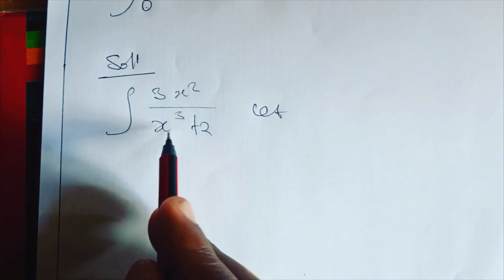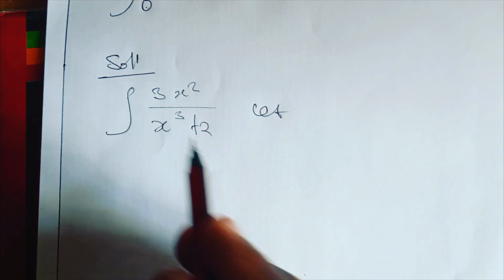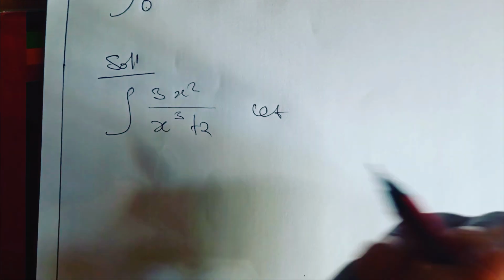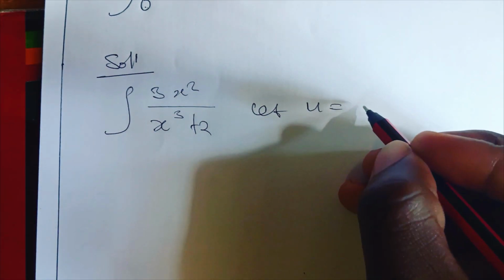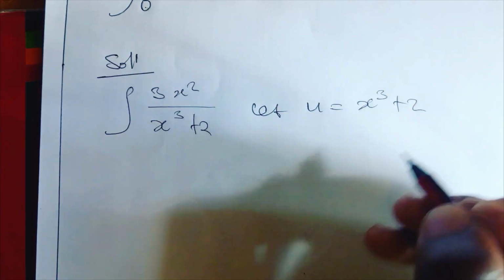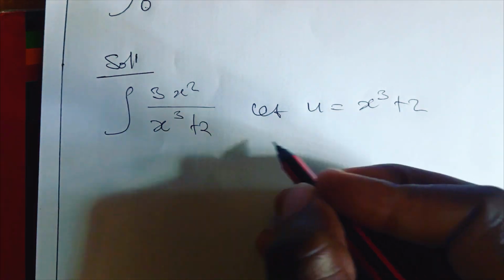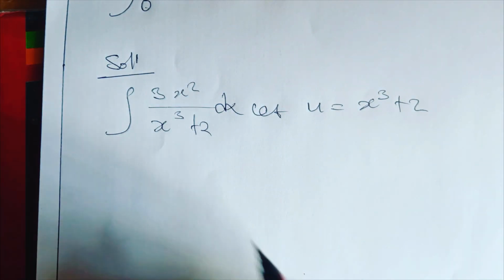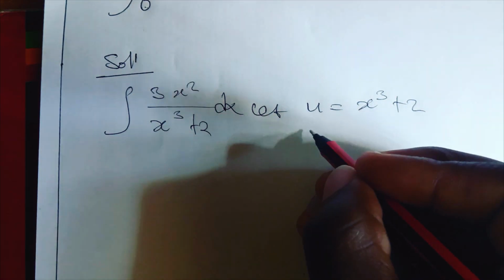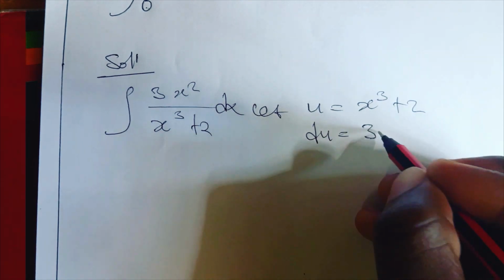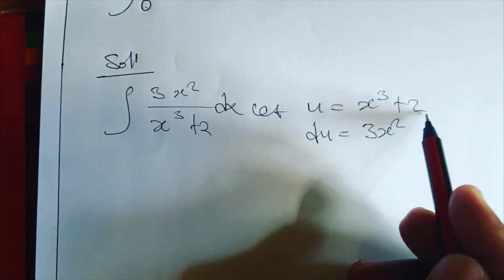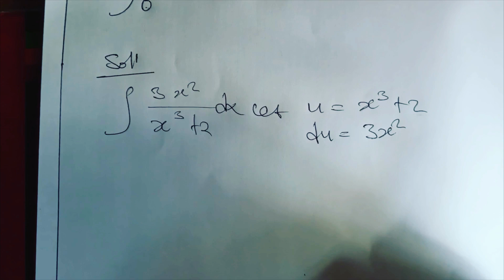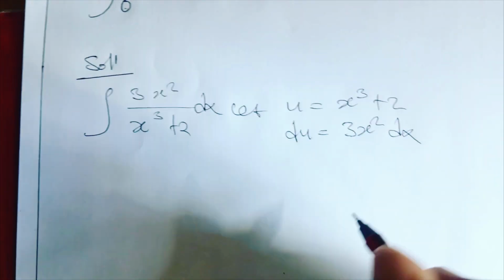You let the denominator be u, since when you differentiate the denominator, it will give something like the numerator. So let u be equal to x to the power 3 plus 2. Differentiating this, remember we are integrating, so there's a dx here. If you differentiate this, you get du equals 3x squared. Differentiating a constant just gives 0, so we don't add it. Then you just say dx.